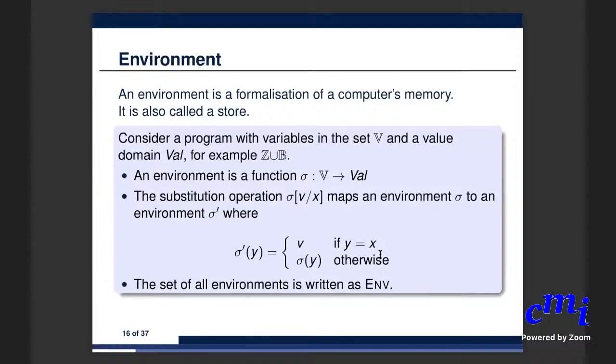Just like in the transition system, we have to keep track of the valuations for the variables. That is done by defining an environment. An environment is a formalization of the computer's memory, which is what programs change as they execute each instruction in the program. It can be defined by means of a function which maps the variables to some value domain.